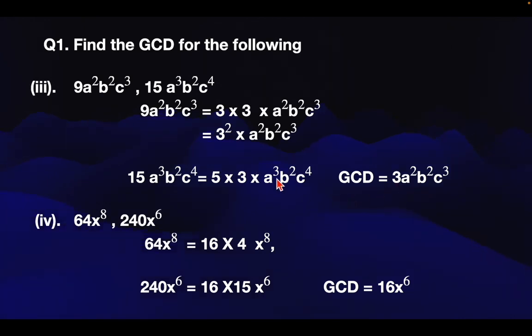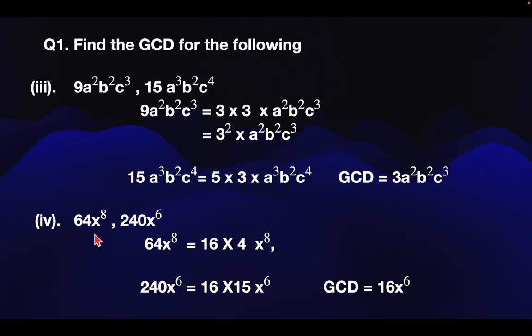Then look at the variables. Here the common divisor is a. Write down a. Which is the least power, 2 or 3? 2. So write down a raised to 2. Then the common divisor is b. Least power is 2 again. Common divisor is c, least power is 3. So GCD, the greatest common divisor, is 3 into a square into b square into c cube.